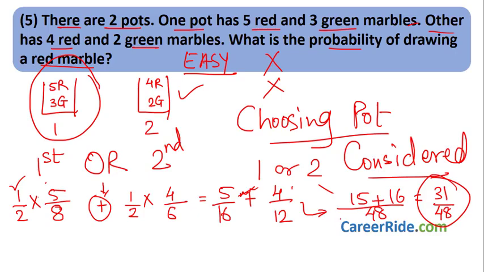See, the twist or the trick over here was to consider the probability for choosing a pot. If there are 2 pots, choosing one pot out of 2, the probability will always be 1 by 2 for both of them. The probability for choosing pot number 1 is 1 by 2. The probability for choosing pot number 2 is also 1 by 2. But we have to consider that 1 by 2 while choosing the red marble. Moving to the next question.